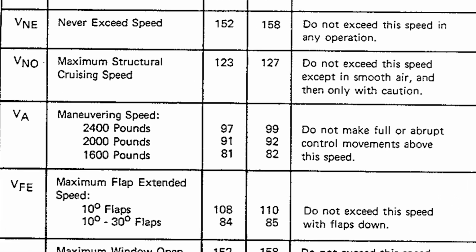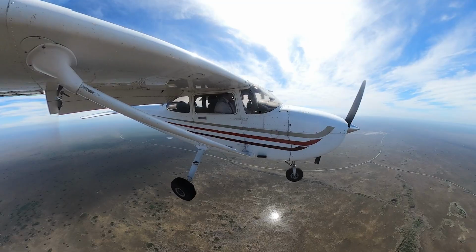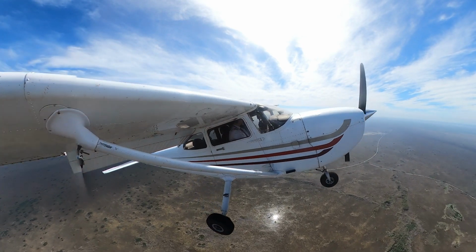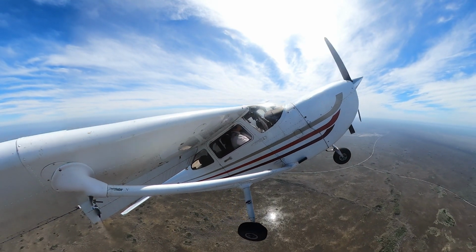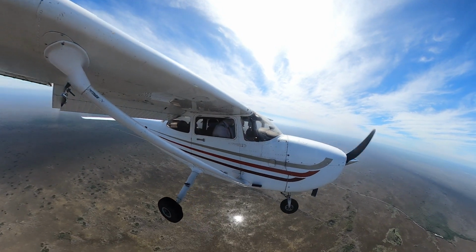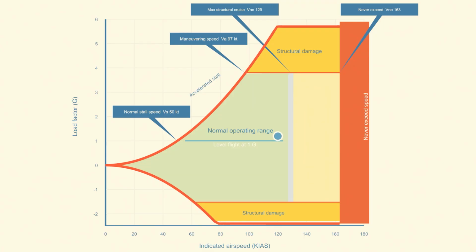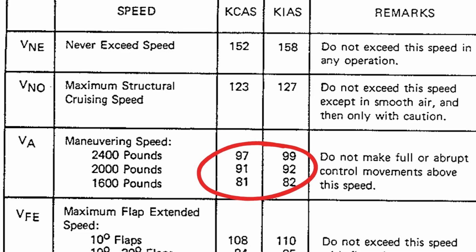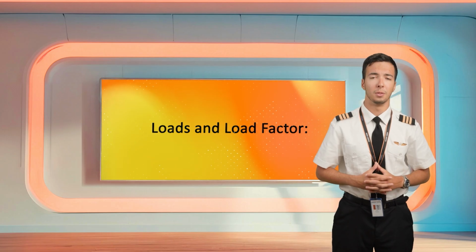Maneuvering speed, VA. Below VA, the wing stalls before it can generate enough lift to overstress the airframe. A sudden, full deflection of a single flight control won't break anything, because the wing stalls out first. Above VA, that protection is gone, and abrupt inputs can exceed the limits. Another important thing to note is that VA decreases as aircraft weight decreases, so make sure you account for this.